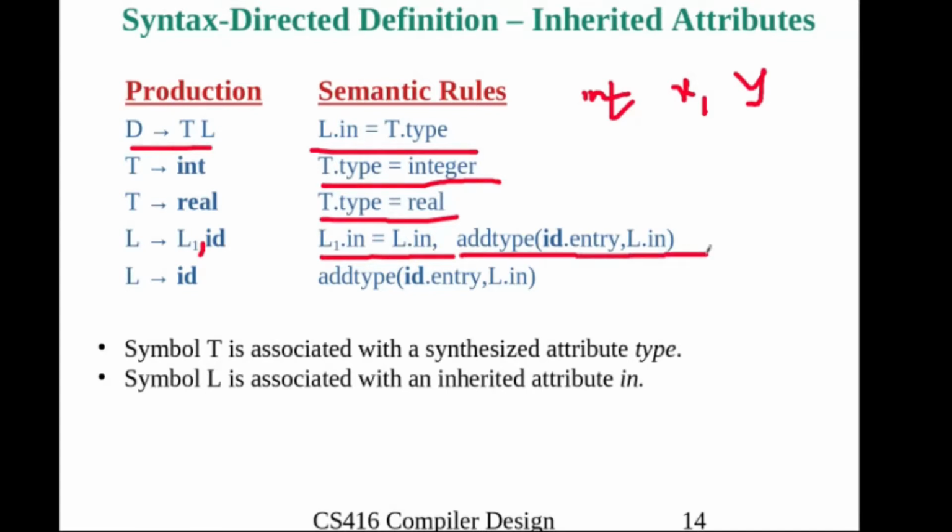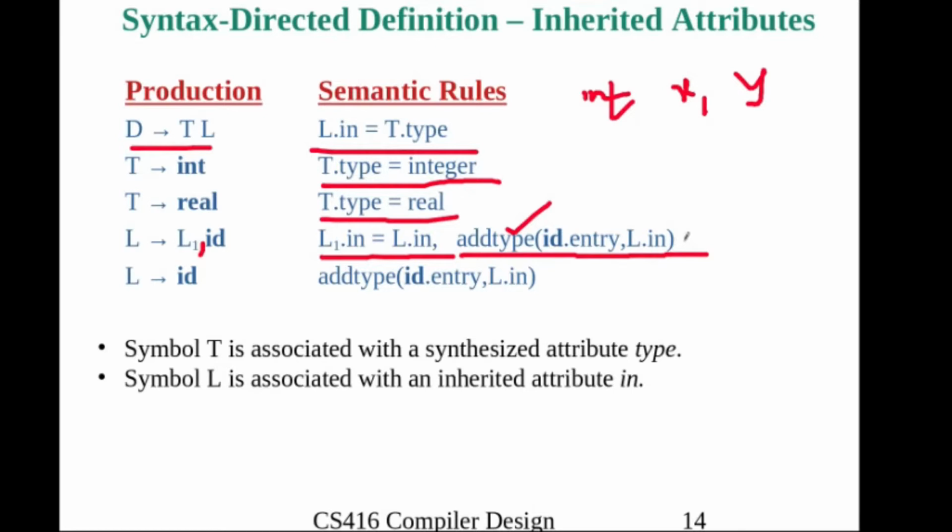And one more semantic rule is there: addtype(id dot entry, L1 dot in). So addtype means we need to add the type of id as L dot in into the symbol table. That is this function written here. So this is a function actually. We need to add the type of id as L dot in.